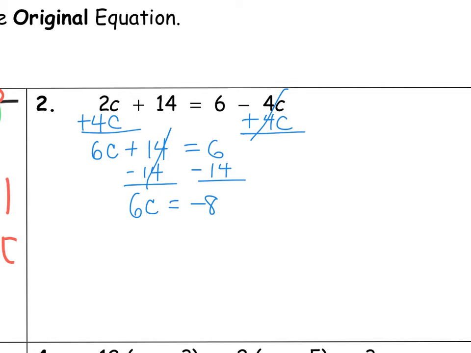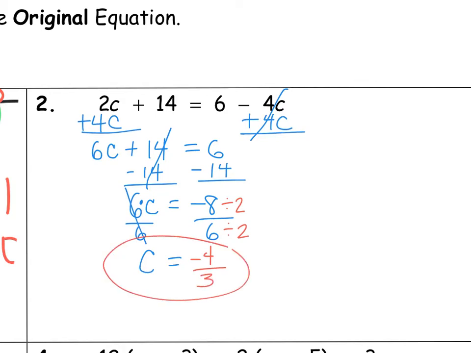So again, still trying to get my c all alone, my variable all alone. How do I undo a times 6? Because this is really saying 6 times c, I divide both sides by 6. So I end up with c equals, and again notice, I know we don't like them, but it's a fraction, right? So I always want to look at my fractions and think, can I simplify this? So let's see, these are both divisible by 2. So negative 8 divided by 2 is negative 4. 6 divided by 2 is 3. So we end up with c equals negative 4/3.